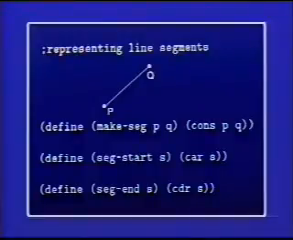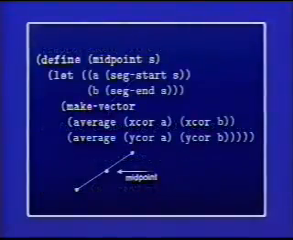Like we could say, what's the midpoint of a line segment? So here's the midpoint of a line segment. That's going to be the point whose coordinates are the averages of the coordinates of the endpoints. So to get the midpoint of a line segment S, we'll just grab the starting point of the segment, grab the ending point of the segment, and now make a vector. Make a point whose x-coordinate is the average of the x-coordinate of the first point and the x-coordinate of the second point, and whose y-coordinate is the average of the y-coordinates.